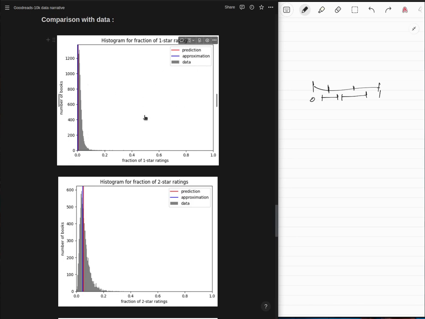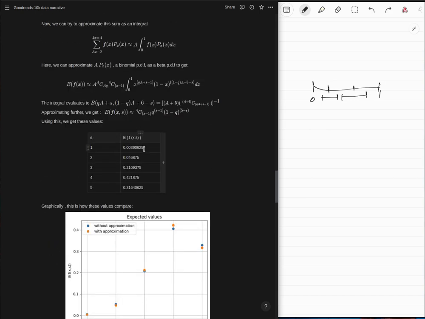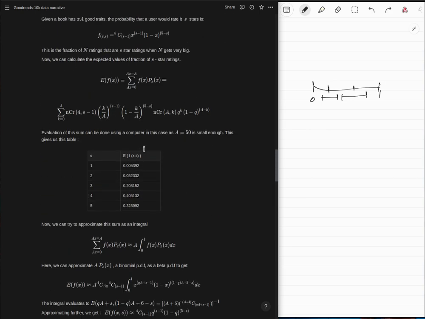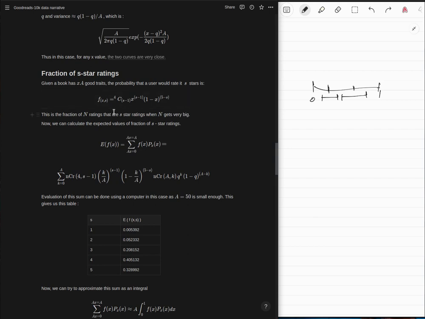You have this data, this is the fraction of 1 star, and what I've basically plotted is the probability distribution, and what I want is the expected value. So yeah, it's like the mean, you could say, in a way. I'm not gonna explain this, that's something you can look up on Wikipedia or something. Okay, so that gives us the expected value, this summation.